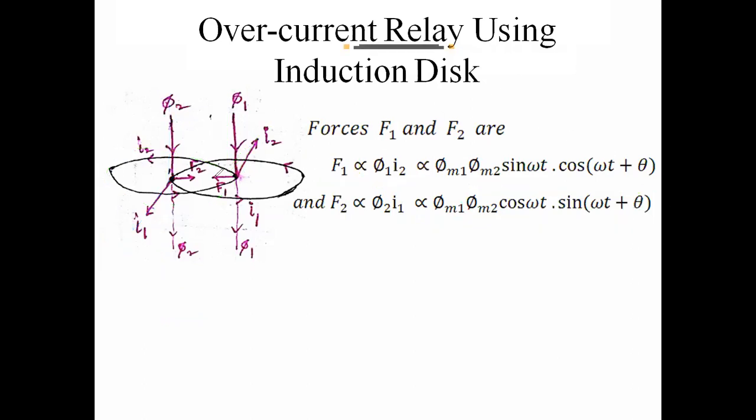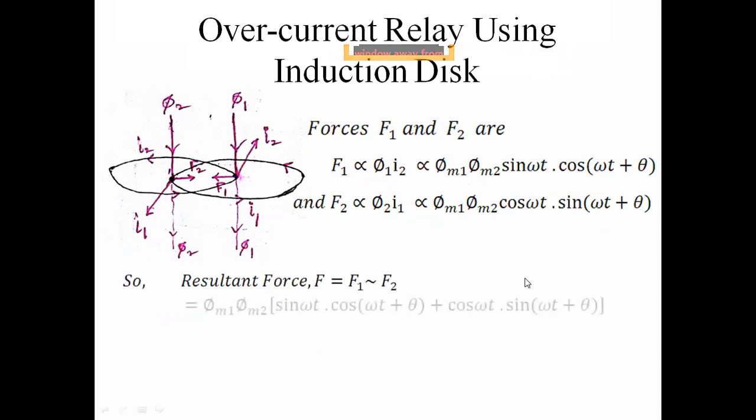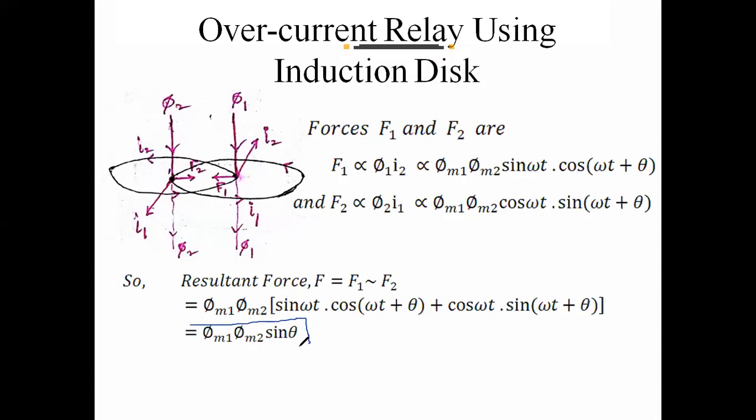Now these two forces act in opposite directions: F1 acts towards the left side, F2 acts towards the right side. So the resultant force F is equal to F1 minus F2. Taking phi m1, phi m2 common, then within the bracket we take the expression. After deriving it, we get phi m1 phi m2 sin theta.